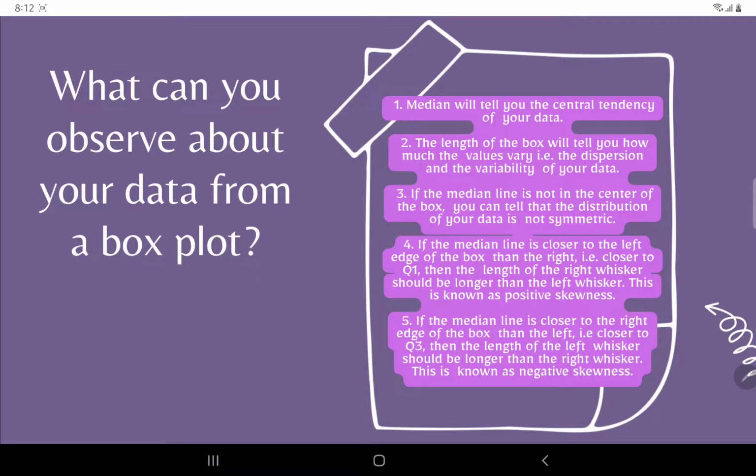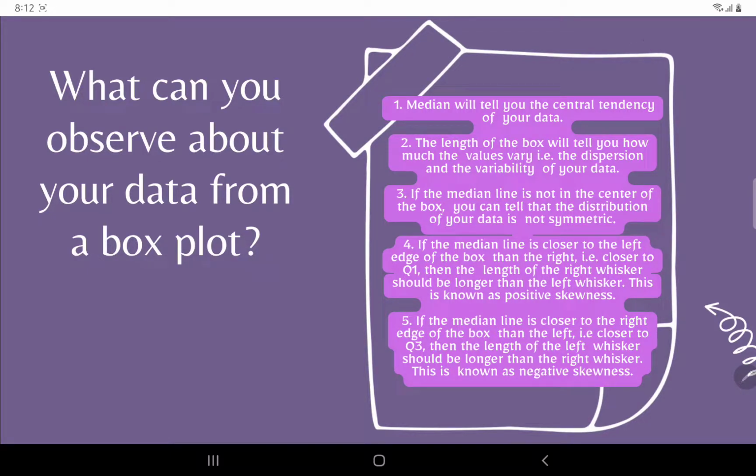Okay, what can you observe from your data from a box plot? Okay, the median in the box plot, which is the value of Q2, will tell you the central tendency of your data. The length of the box will tell you how much the value vary. Okay, if the median line is not the center of the box, you can tell the distribution of your data is not symmetric.